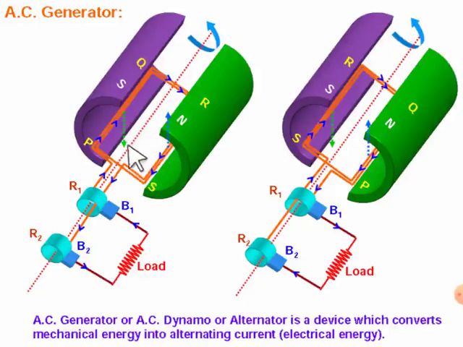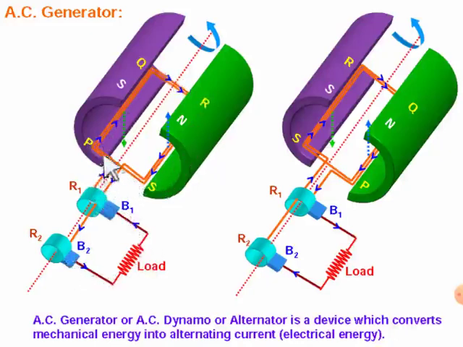Then the induced EMF, by applying Fleming's right hand rule, the direction of the current will be PQRS, then R1, B1, then it will go through the load, then B2, R2. I'm sorry, the direction of the induced current will be from P, Q, R, S, and this is connected not to R1. I thought that it was R1, so it will be connected to this R2, B2, then the current will go like this, then B1, R1, then P again. So that is the direction of the induced EMF.